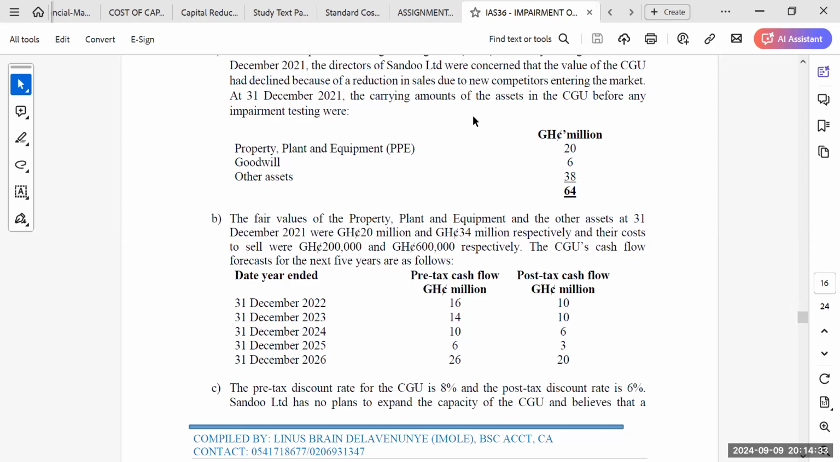The information given here is about the net realizable value. They are saying that the fair value of the property, plant, and equipment, and other assets at 31 December were 20 million and 34 million. That is their fair value, their market value. But if you want to sell, you have to incur a cost of 200 million to sell the property, plant, and equipment, and 600,000 to sell the other assets. So you have to put this together and find your net realizable value.